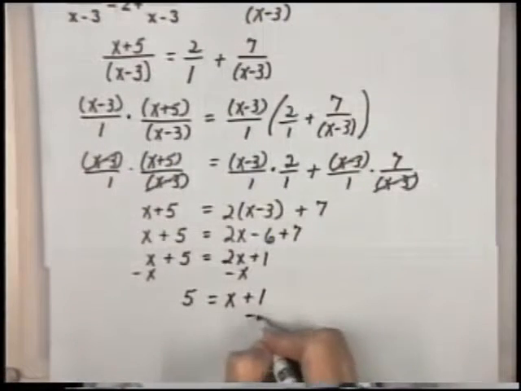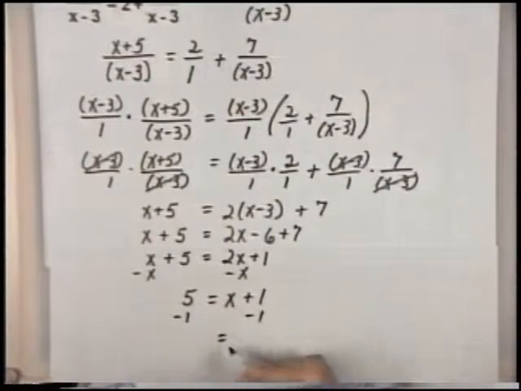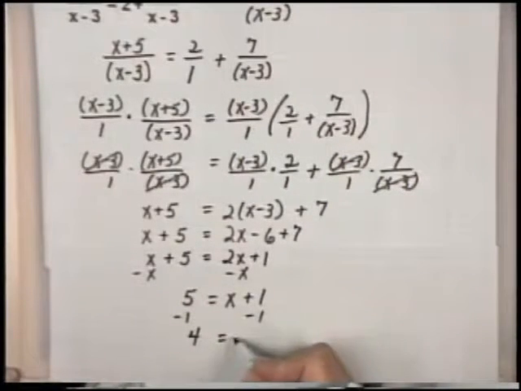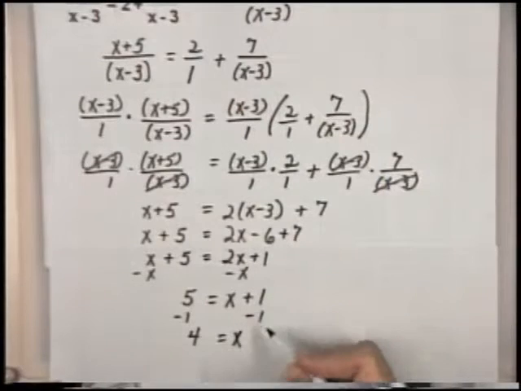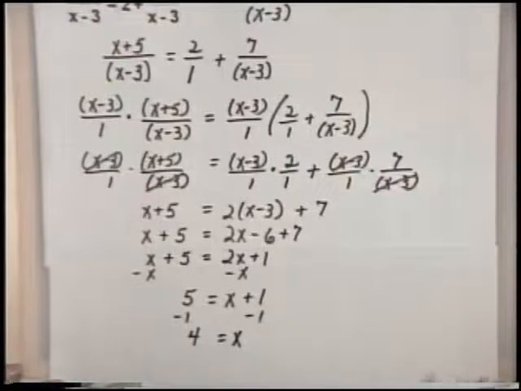Now I need to move my 1. I will subtract 1 from both sides of the equation. 5 subtract 1 will give me 4. I have my x on the other side, and 1 subtract 1 gives me 0. So my solution for my resulting equation is x equals 4.